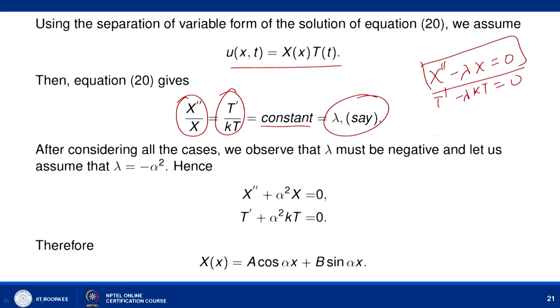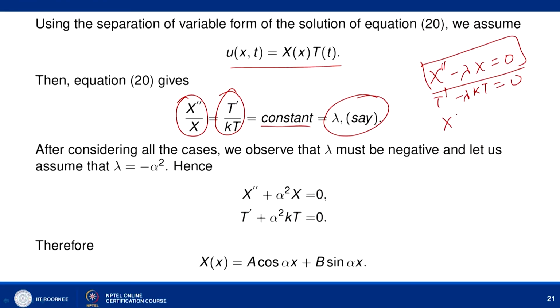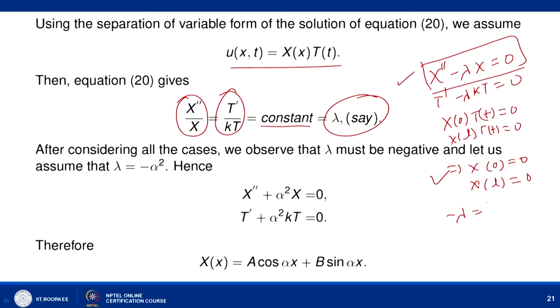What is the boundary condition given here? You know that u(0,t) equal to u(L,t) equal to 0, so it means that X(0)T(t) equal to 0 and X(L)T(t) equal to 0. Since T(t) is not identically equal to 0, this implies that X(0) equal to 0 and X(L) equal to 0, and we have seen that this equation along with these boundary conditions will have a non-trivial solution only when minus lambda is a positive value.